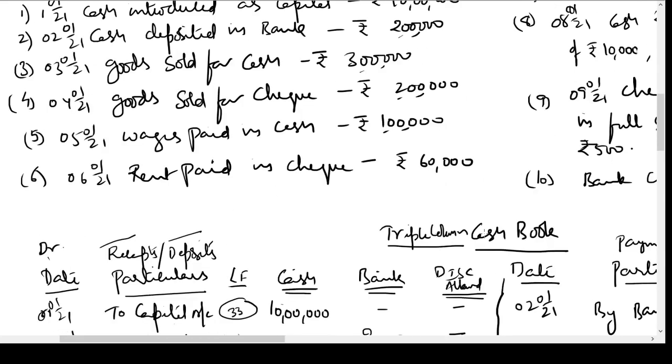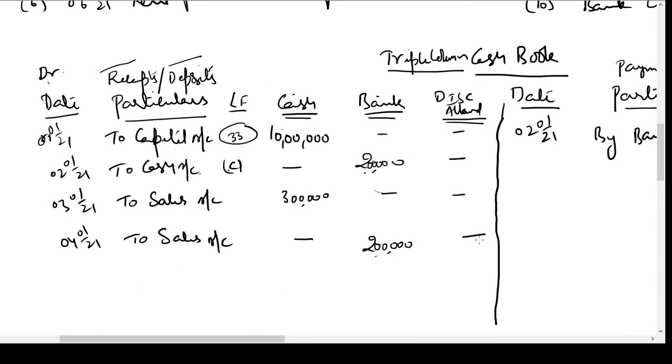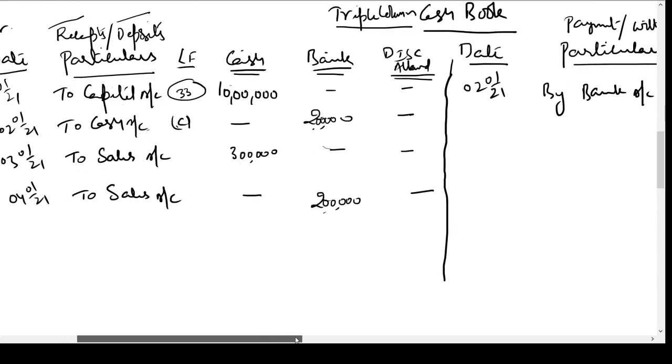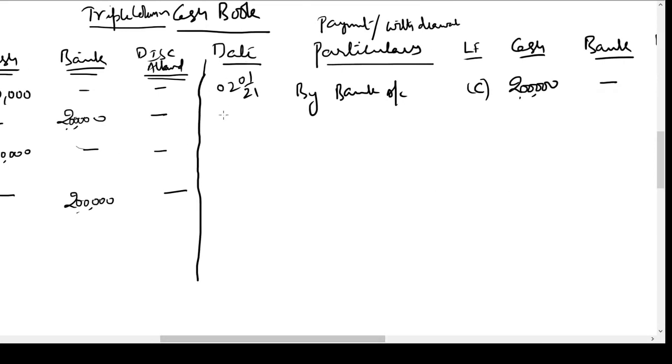Next, wages paid in cash 1 lakh rupees. It's a payment of cash, so we have to record it on the payment side. 5th January 21, we are paying wages in cash, so I'll write by wages 1 lakh rupees in the cash column.